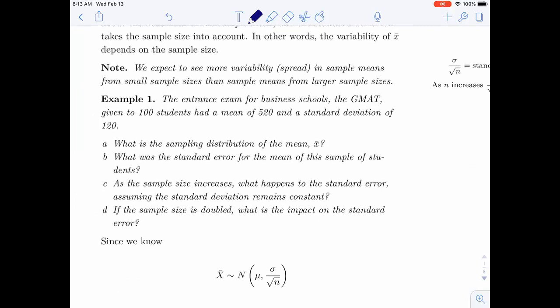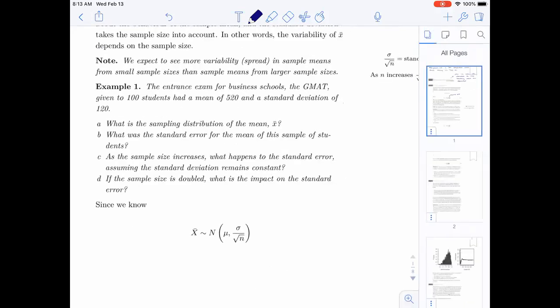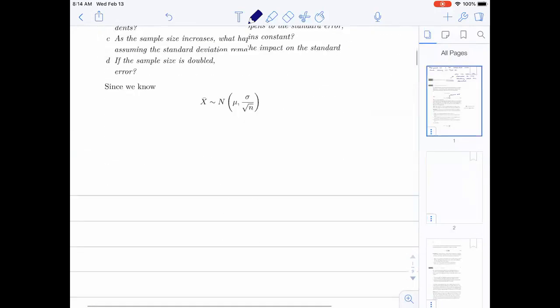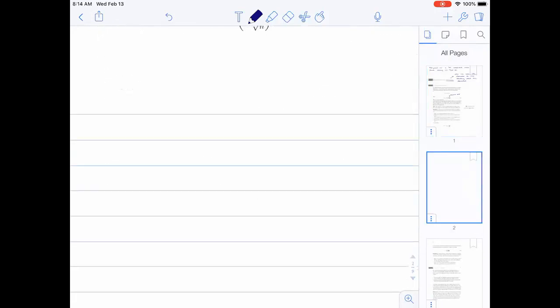Any questions so far? Let's do this example. I'm going to add a page here. Call this example 1.